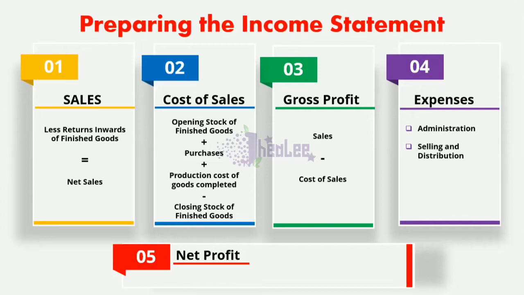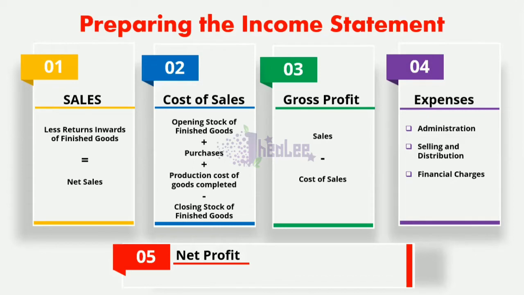We have selling and distribution expenses. Your selling and distribution expenses, remember, these relate to the selling of the goods. So any cost relating to that, like your advertising, your carriage outwards, your sales force pay, your sales manager salary, etc. Those would be categorized under your selling and distribution expenses.